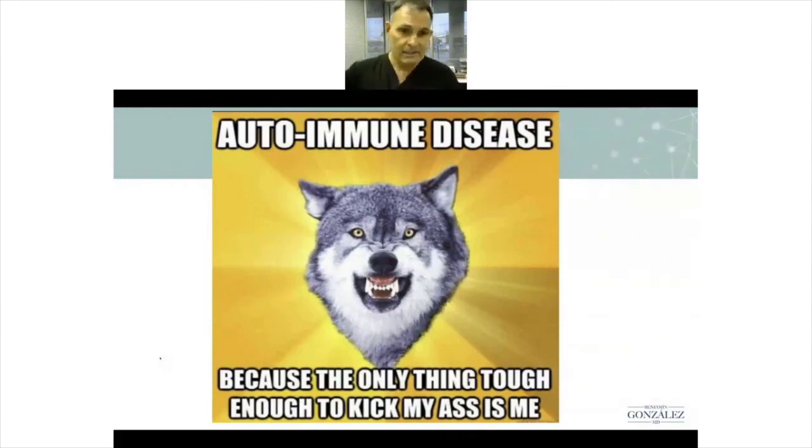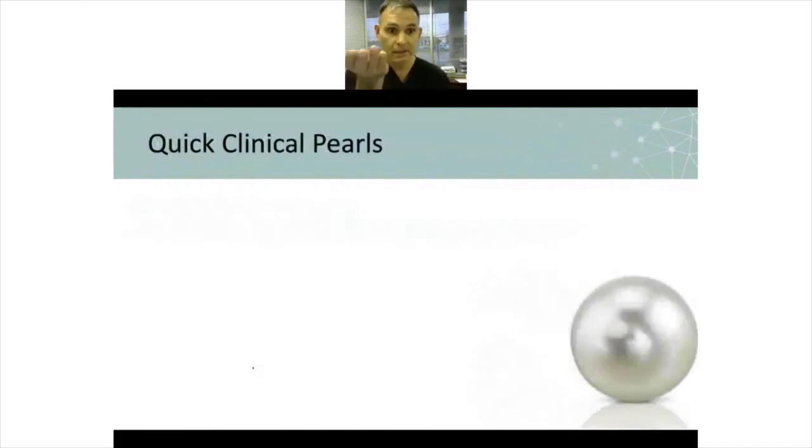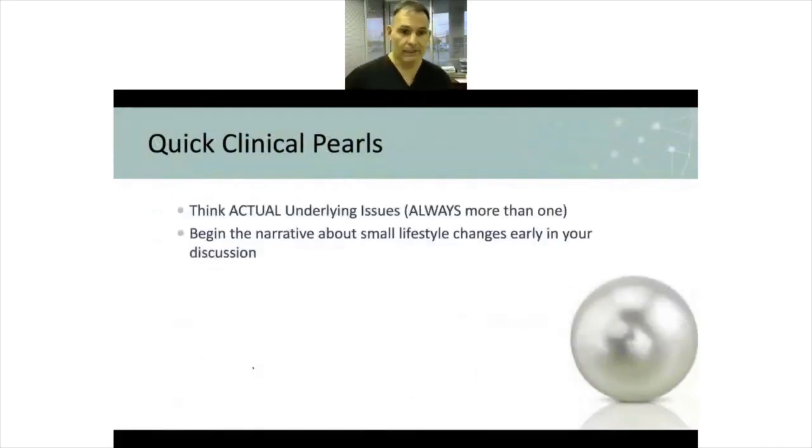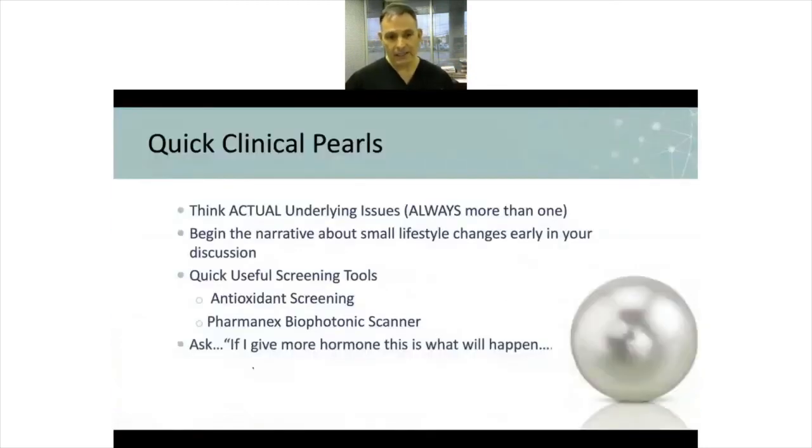Well, that's a whole other discussion, but the bottom line is, if we're not managing the basics, if we're not managing the nutrition, the diet, and if we're not bringing the narrative early, which the biophotonic scanner does, then people are kicking their own butts, just like this slide. The right tool for screening is the biophotonic scanner. Simple, efficient, effective tool for bringing in the nutrition narrative right away. Here it is, patient. This is your issue, and here's what you can do about it. So think about the actual underlying issues, bring the narrative about small lifestyle changes early in your discussion with the patient. Use the antioxidant screening tool, the biophotonic scanner.